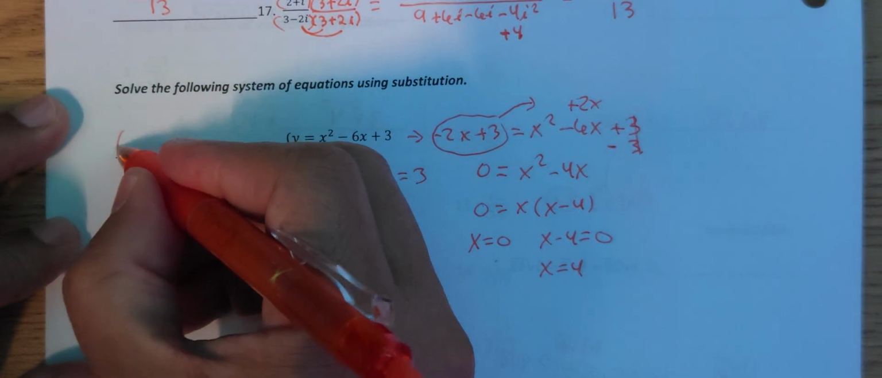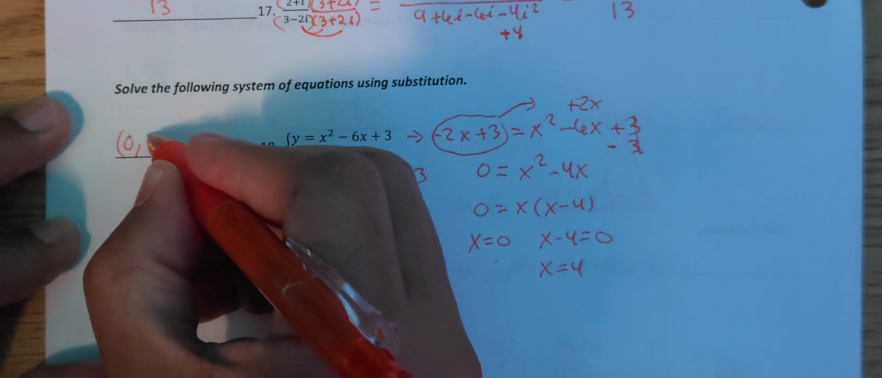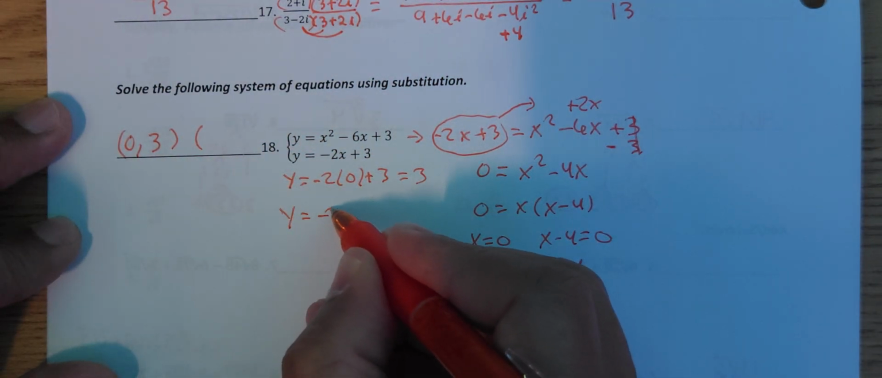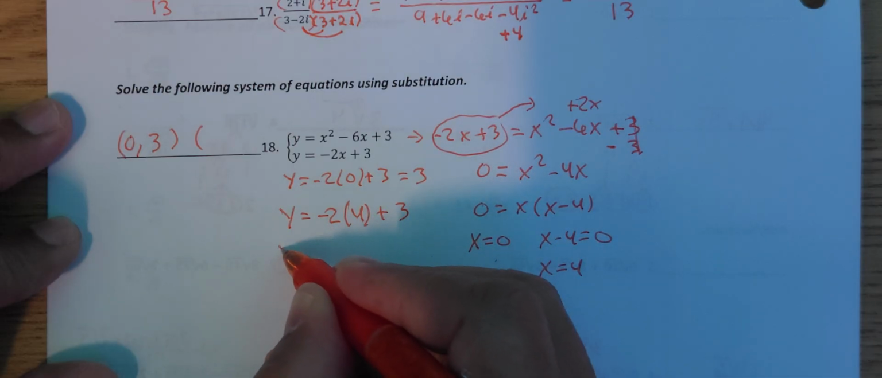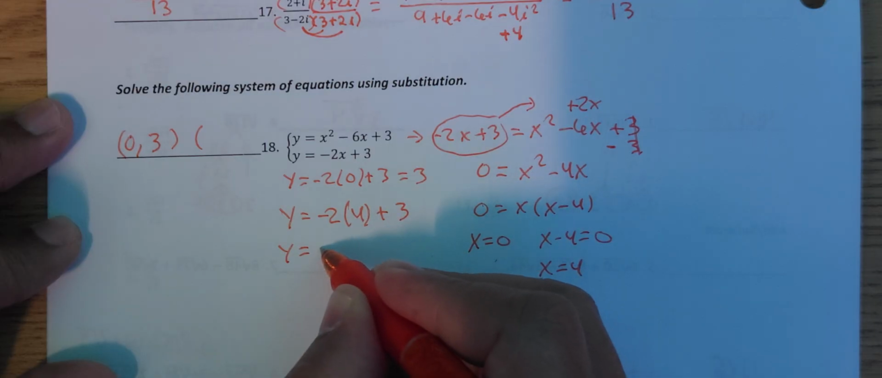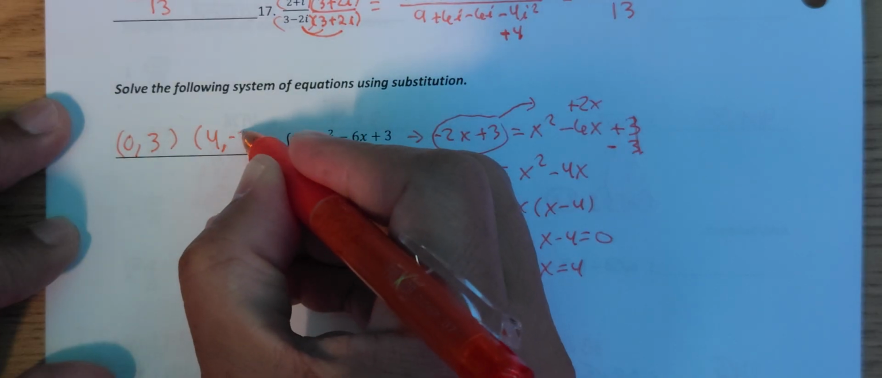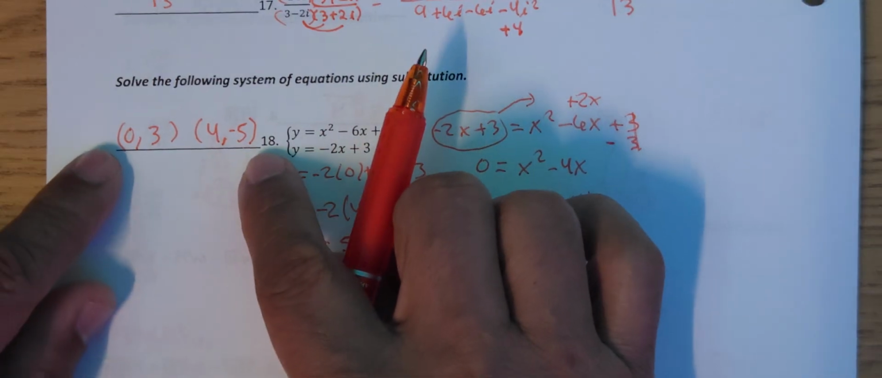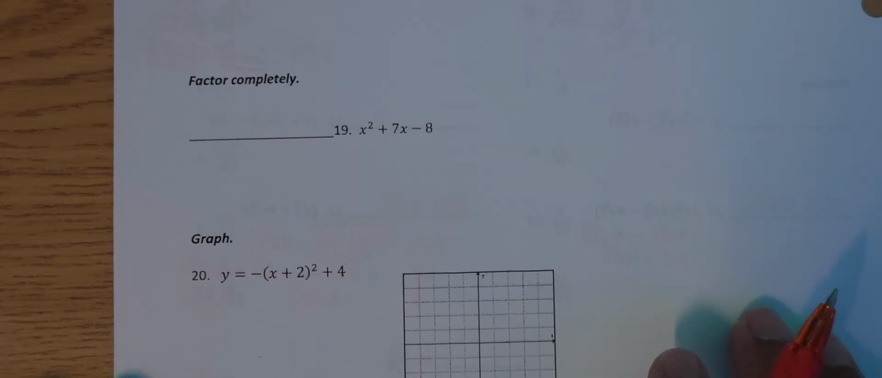So then one point of intersection is where x is 0, y is positive 3. And the other point is y equals negative 2 times x, which is 4, plus 3. So that means negative 2 times 4 is negative 8 plus 3. Negative 8 plus 3 is negative 5. So when x is 4, y is negative 5. So this line and this parabola will intersect at these coordinates. Okay. All right.